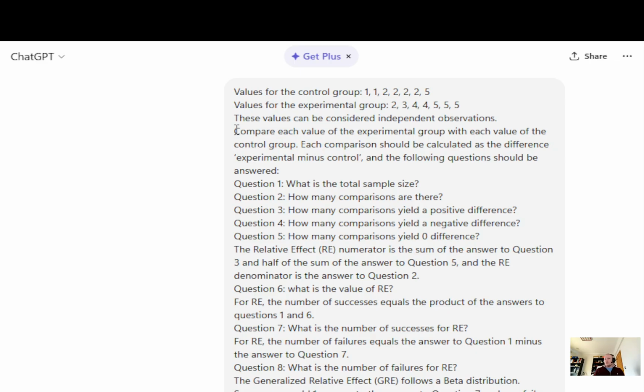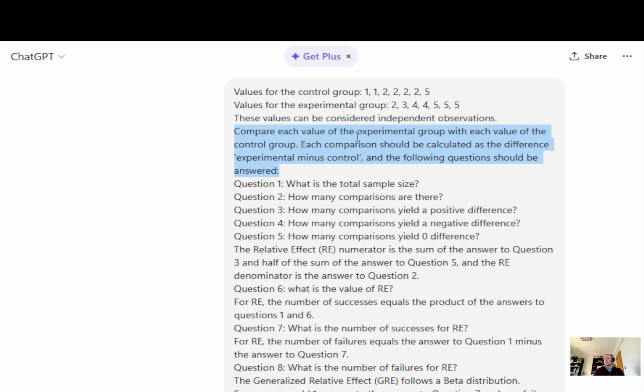So the prompt that we give to ChatGPT: first we've given the data. So the data is here. These values can be considered independent observations, important. And then we basically give the following prompt to ChatGPT. Compare each value of the experimental group with each value of the control group. Each comparison should be calculated as the difference, experimental minus control, and the following questions should be answered.